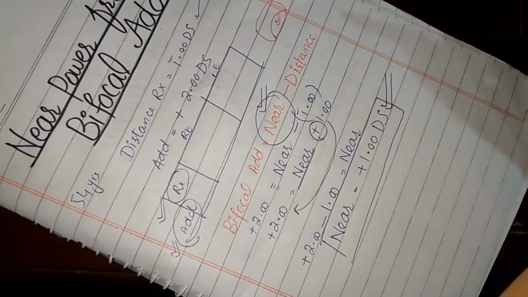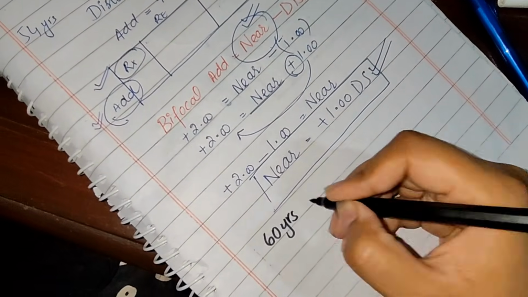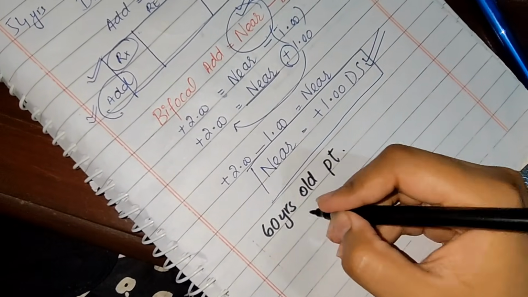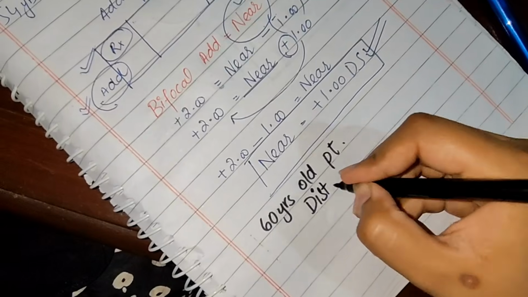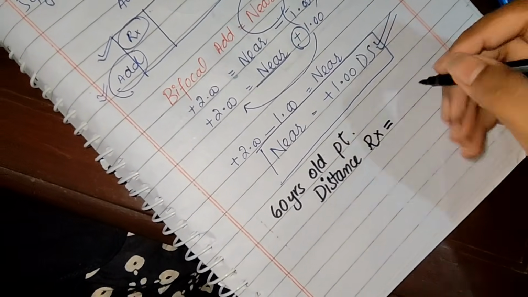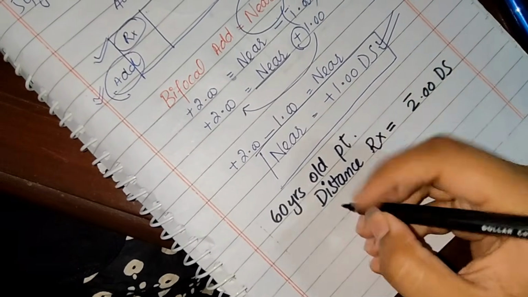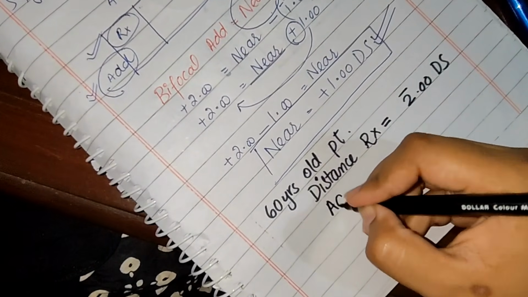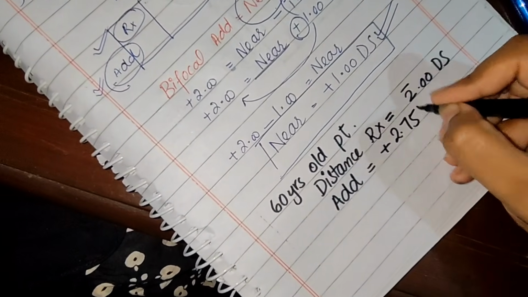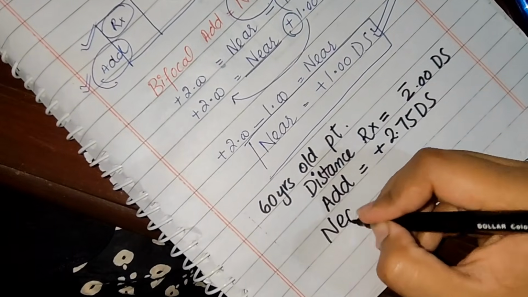So we have a case of a 60 year old patient, right? And his distance prescription is -2 diopter sphere, right? And you have given the bifocal add of about +2.75 diopter sphere to the patient. What will be the near power of this patient?